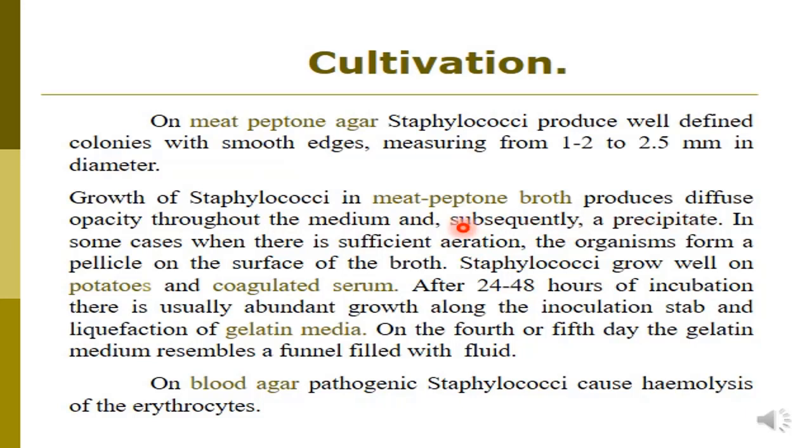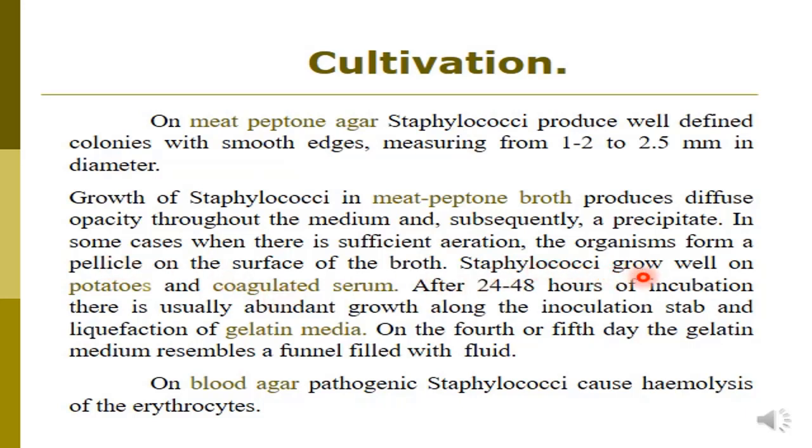In some cases where there is sufficient aeration, the organism may form pellicle on the surface of the earth, as well as formation of pellicle in CSF of patients suffering from Mycobacterium tuberculosis. Also, pellicle may be formed on the surface of CSF. Why? Because the sharing characters between Mycobacterium tuberculosis and Staph, both of them can grow under aerobic condition.